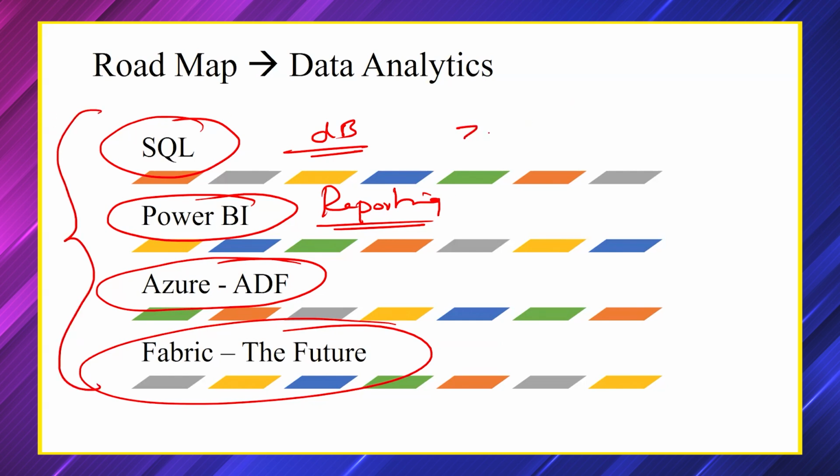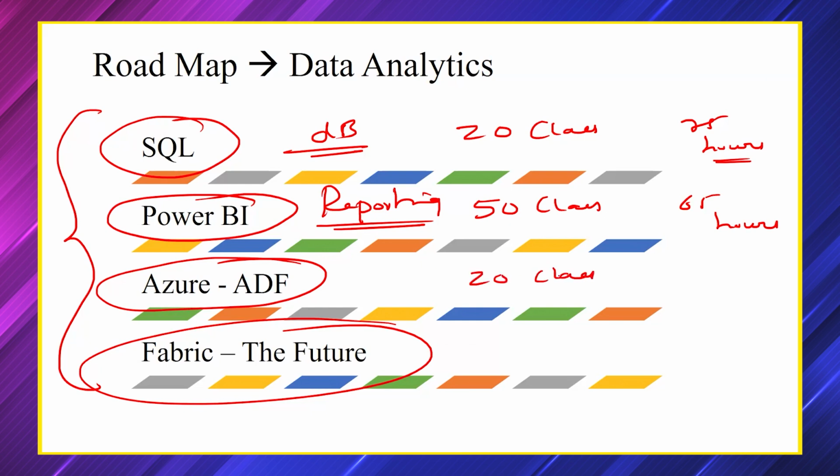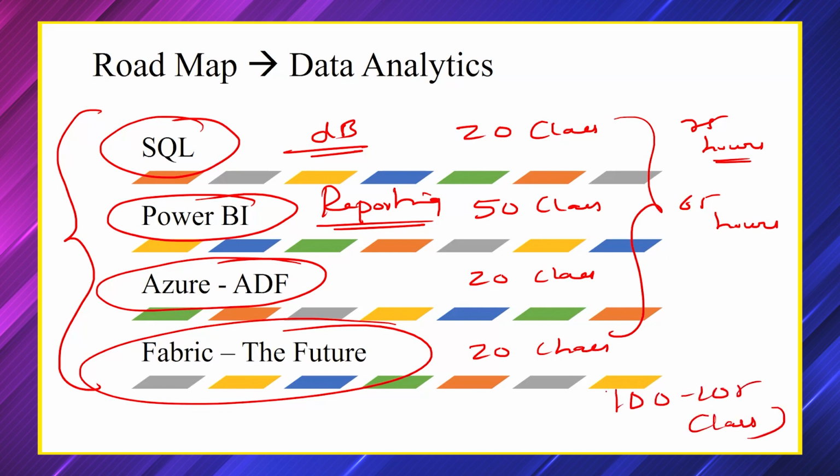We will be covering 20 classes in SQL. We'll be covering almost 50 classes in Power BI. When I say 50 classes, it comes to 65 hours, because I usually have a habit of taking 1.25 to 1.5 hours, so I don't take exactly 1 hour. Again, we will be covering Azure ADF for 20 classes. And finally, we'll be covering Fabric for 20 classes. So all over, it comes to around 100 to 105 classes. So this is the complete roadmap to data analytics.